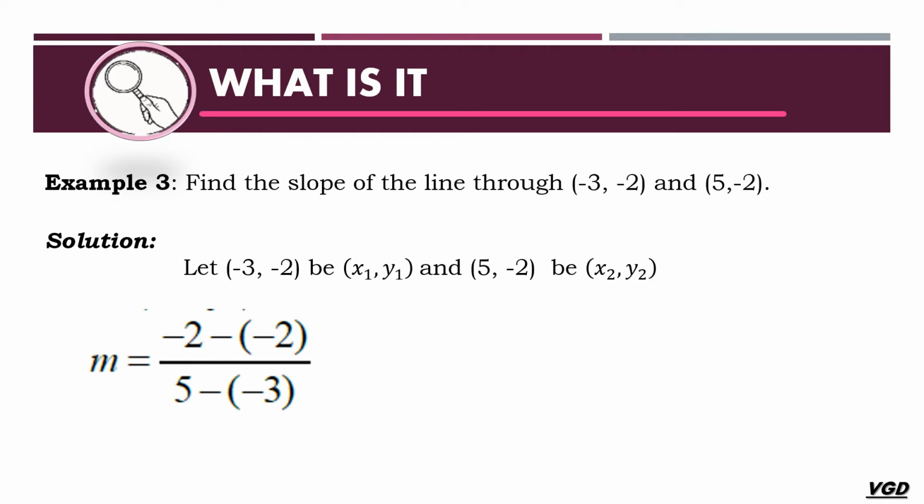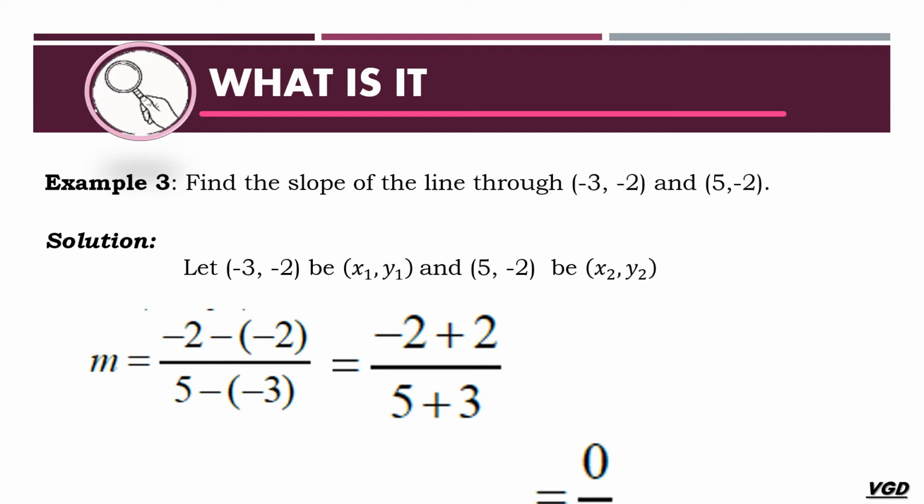So we have here m is equal to -2 minus -2 over 5 minus -3. And applying the rule in subtracting integers, we have here -2 plus 2 over 5 plus 3. And let's simplify. -2 plus 2 is equal to 0, and 5 plus 3 is equal to 8, and 0 divided by 8 is equal to 0. Therefore, the slope is 0.